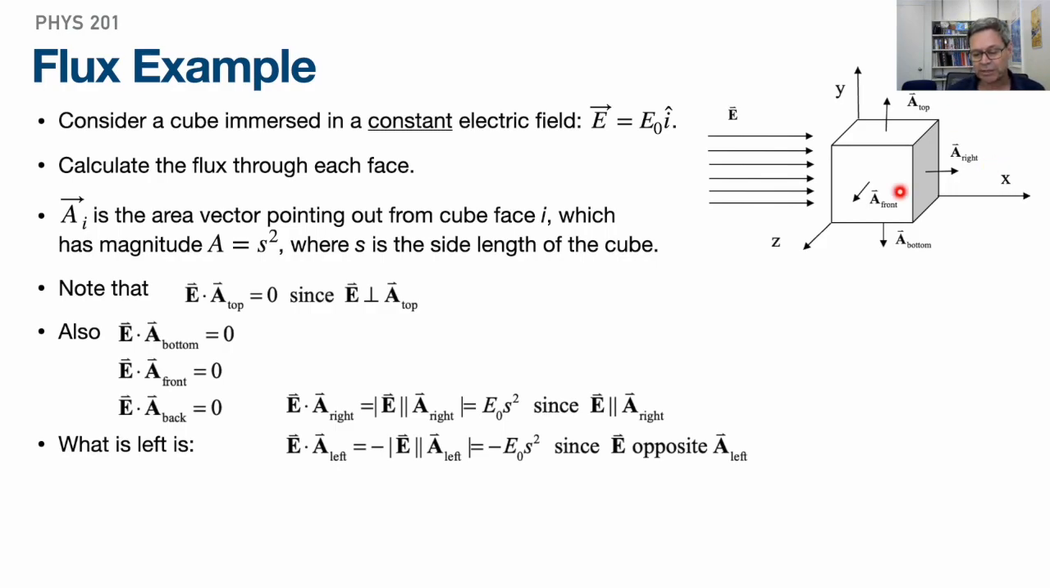If we start with the right side, right, the electric field's pointing in the x direction, the area vector on the right side is pointing in the x direction. They're completely parallel. So the vector dot product is just going to be the product of their magnitudes. So that's E naught for my electric field, and the area vector had a magnitude S squared, so it's just E naught S squared for the flux through the right face. What about the left face? The left face here has electric field pointing in. The area vector would actually be pointing, and I can just draw it, pointing out to the left in the minus x direction. So that's a left.